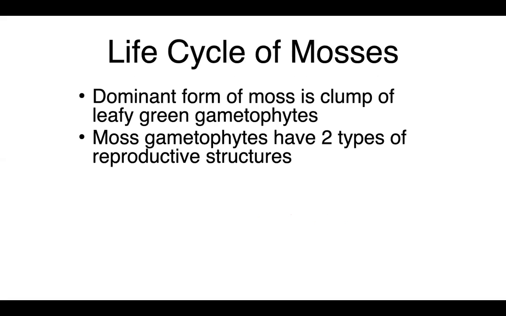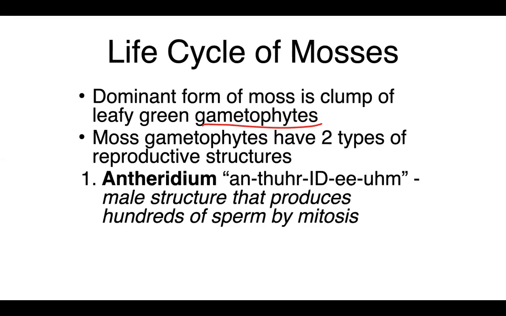So first we're going to look at moss. The dominant stage for moss is the gametophyte stage. That's if you ever walk in the forest and you see a carpet of moss, the leafy green parts are the gametophytes. Now, the moss gametophytes have 2 reproductive structures, one male and one female.